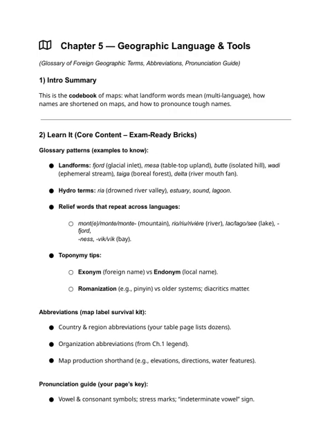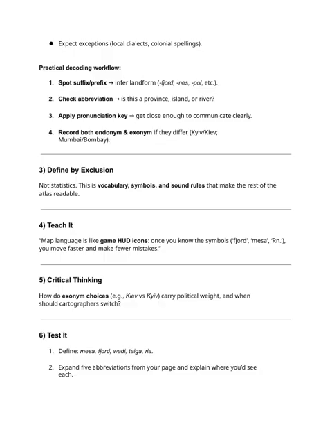Overall, this chapter equips you with the tools to read maps confidently, understand foreign geographic terms, and decode abbreviations and pronunciations. It's all about making sense of the map language so you can interpret landforms, features, and place names accurately wherever you go. When decoding place names, it's important to expect exceptions, especially when dealing with local dialects or colonial spellings that might not follow standard patterns.